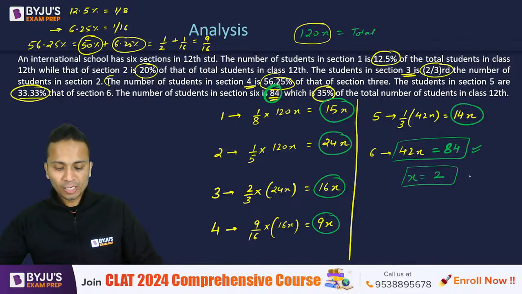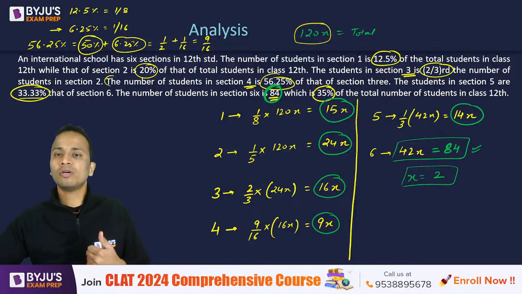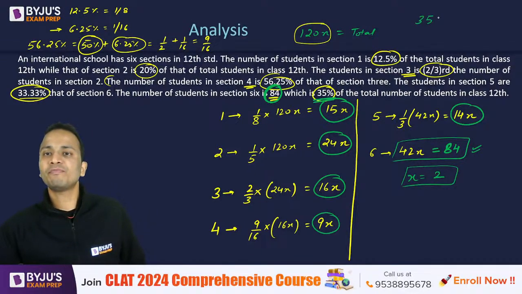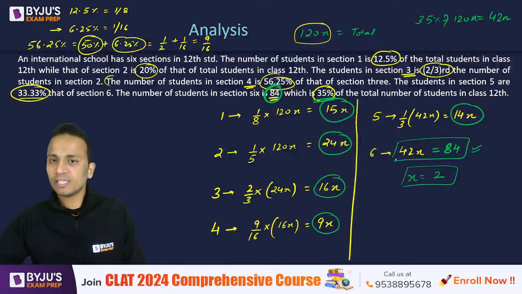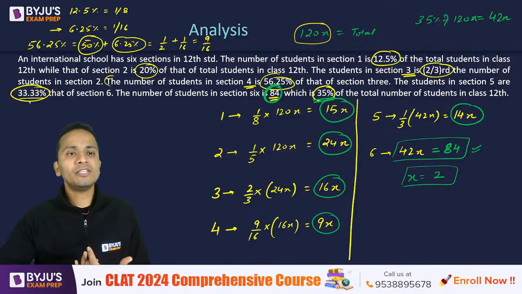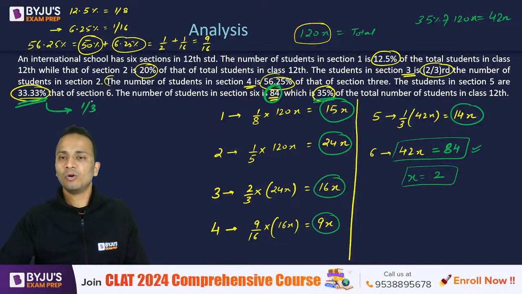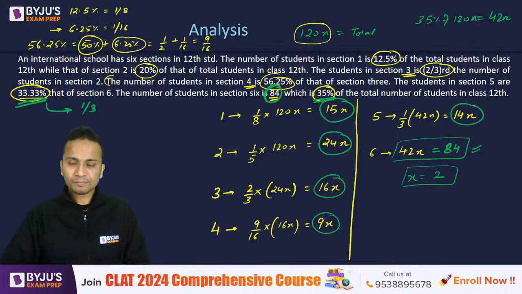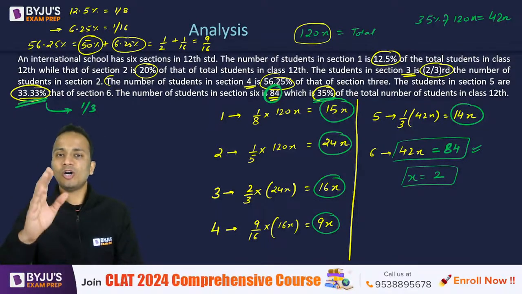Alright. Kusum, I'll repeat 5 and 6. So for section 6, it is given that it has 35% of the students. So 35% of 120x you need to calculate, and that will come out to be 42x. So 42x will be in section 6, which is given as 84, right? And section 5 has 33.33%, which is 1 by 3. I have already explained that. Okay, so 1/3 of section 6. So 1 by 3 of 42x will be equal to 14x. Okay, all right. So that's it about all these students.